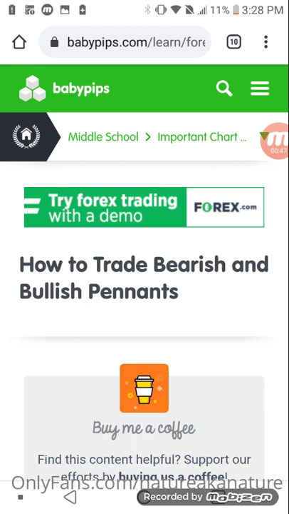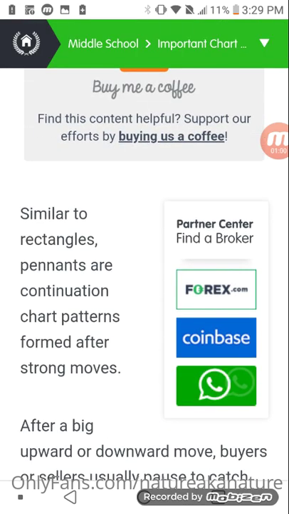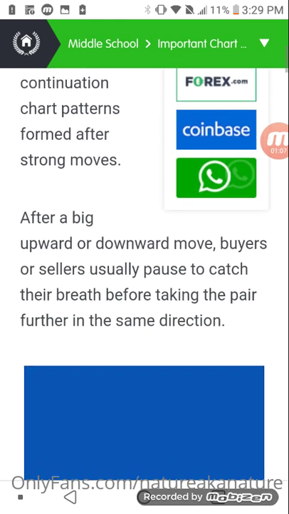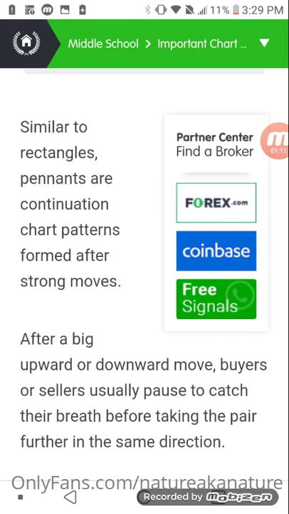So how to trade bearish and bullish pennants. Alright, so bearish means sell and bullish means buy. And it's called a pennant. So it's similar to the rectangles. Pennants are continuation chart patterns formed after a strong move. So after a strong move, that's when you see a pennant form.